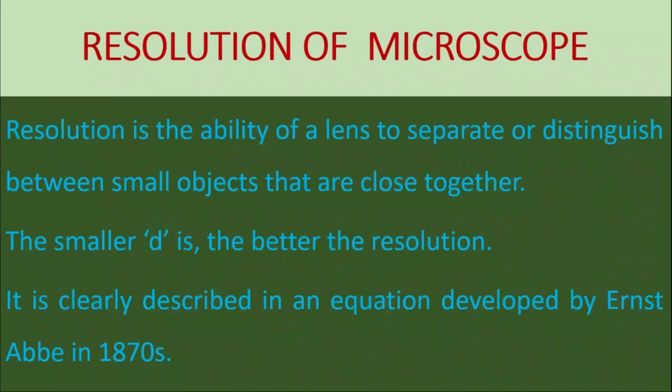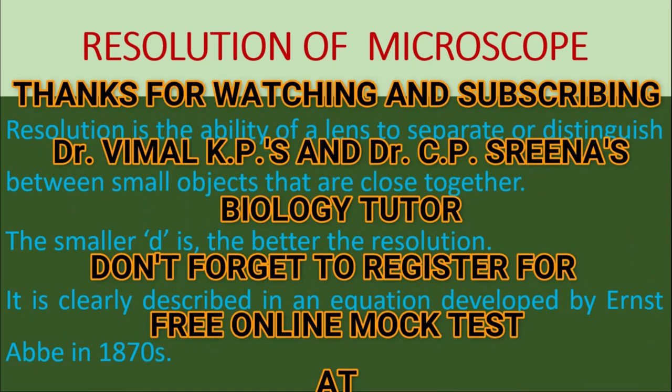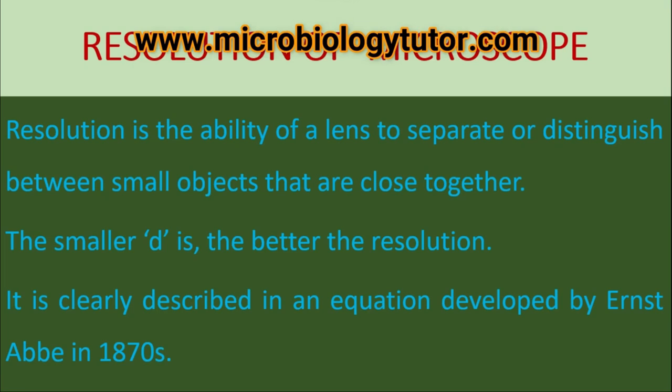Resolution of a microscope. Resolution is the ability of a lens to separate or distinguish between small objects that are close together. It is very important in the case of the microscope. The smaller D is, the better the resolution. It is clearly described in an equation developed by Ernst Abbe in 1870. We are going to discuss this equation now.